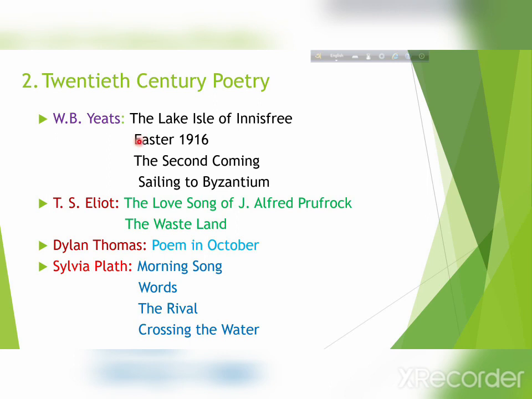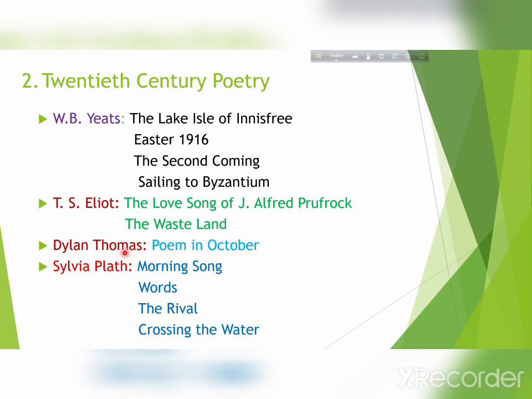His selections of poems are The Lake Isles of Innisfree, Easter 1916, The Second Coming, Sailing to Byzantium. The next one is T.S. Eliot. He was a poet, essayist, publisher, playwright, literary critic and editor. Among his selection, the Love Song of J. Alfred Prufrock and The Wasteland. The Wasteland is the representative poem of modern poetry.